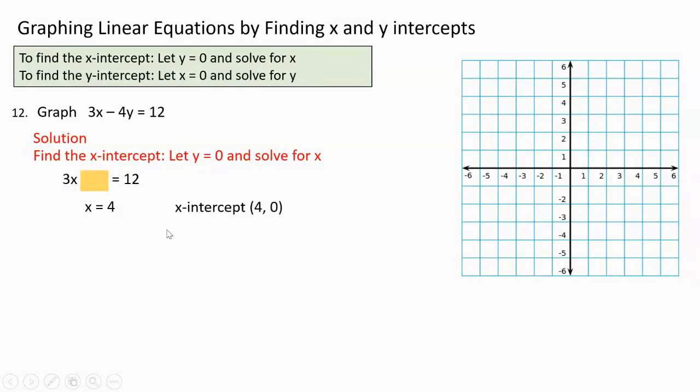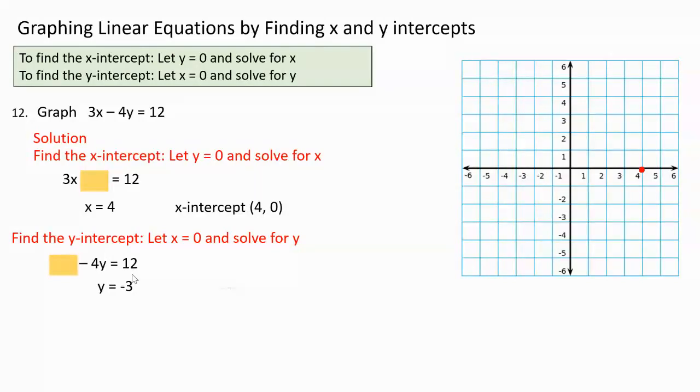So we got 4, 0. And to plot it, we're going to plot it over here, 4, 0. That'll be my point. To find the y-intercept, we let x equal 0 and solve for y. So again, we're going to cover the whole x, because if x is 0, 3 times 0 will give us 0, so we can cover that. In our heads, we can divide both sides by -4. So the answer will be -3, because 12 divided by -4 is -3 for the y, which the point is 0, -3. So let's plot 0, -3. It's going to be down here. And we just connect the points.